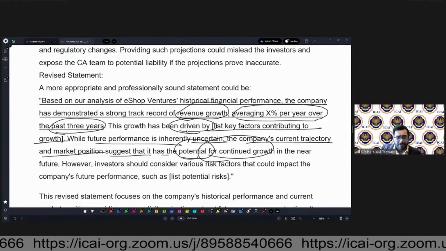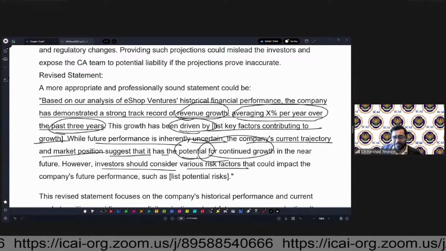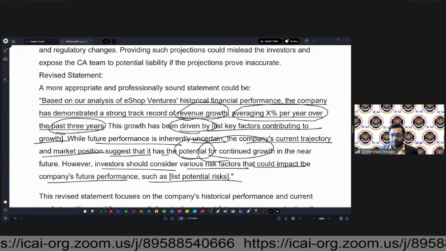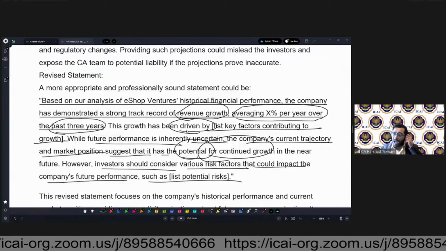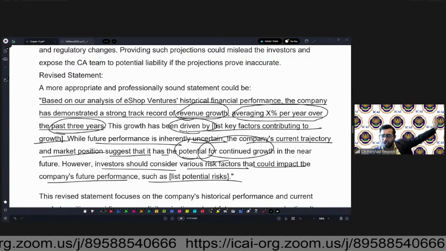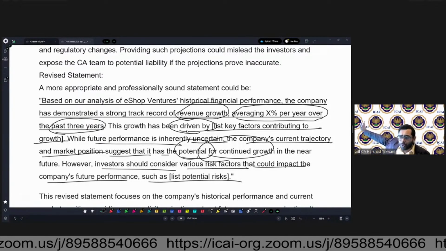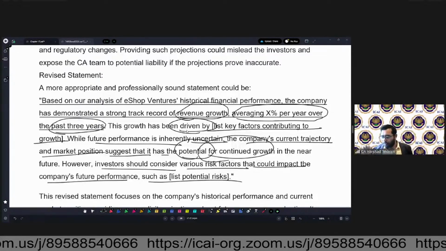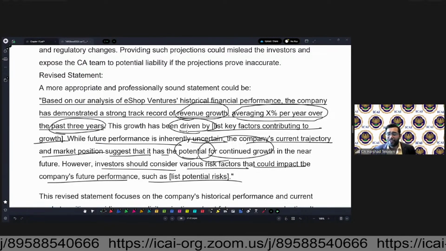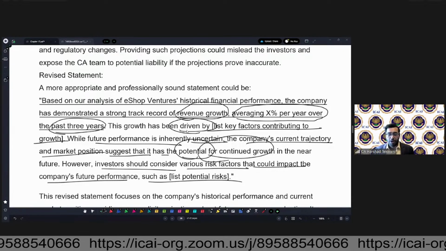However, investors should consider various risk factors that could impact the company's future performance, such as the risk factors. So in this way you are specifying that whatever information you have is based on the past track records, and you are providing no assurance for the future. This is how the statements should be drafted in the investigation or due diligence report.